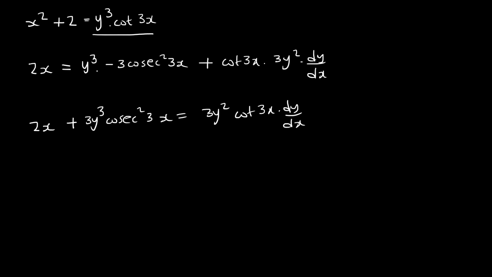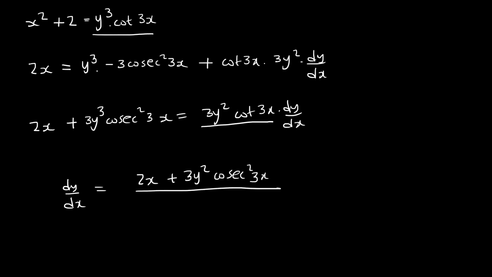So we can see our next step is to divide by this whole thing here because we are looking for dy/dx. So our dy/dx will be 2x plus 3y squared cosec squared 3x over 3y squared cot 3x. Don't simplify, leave it here. Then you are done.